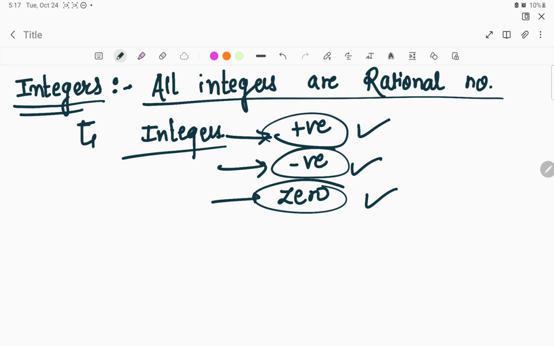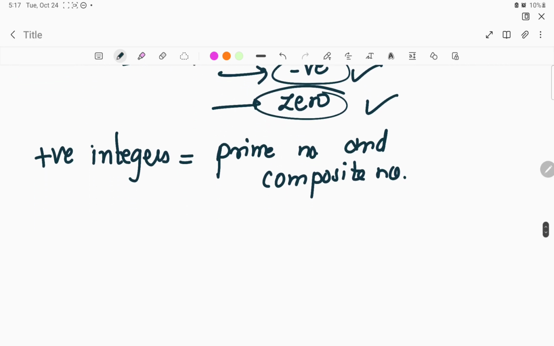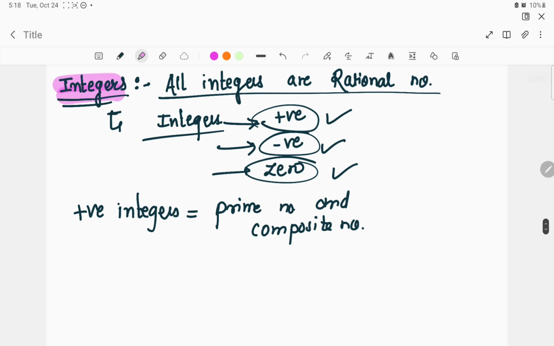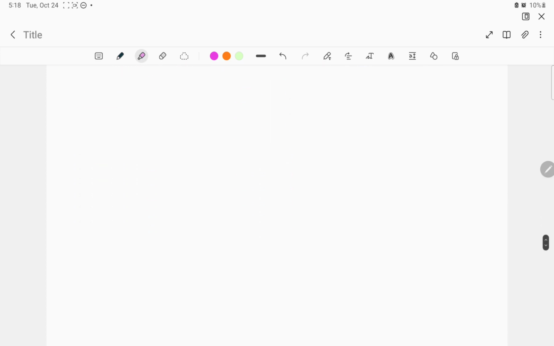Okay, so in case of positive integers, the examples are prime numbers and composite numbers. What are prime and what are composite, I'll tell you further. Okay, let's discuss that again. So this was all about integers that I have told you. All the integers are basically rational numbers. Integers can be classified into 3 categories: positive, negative and 0. Positive integer examples are prime and composite numbers. Now let us discuss what is prime and what is composite in detail. So yes, moving on to the next term, that is prime numbers.